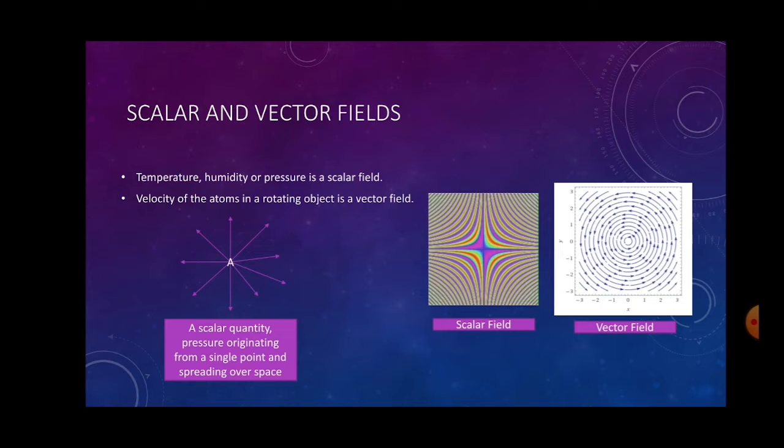Hence, it associates only a magnitude, whereas the velocity of the atoms in a rotating object, when plotted over space, results in magnitude pointing towards a single direction, hence is a vector field. As we can see over here, a scalar quantity, pressure, at point A, spreads over a region, hence has many directions for a single point and is a scalar field. And here are some pictorial depictions for scalar and vector fields.